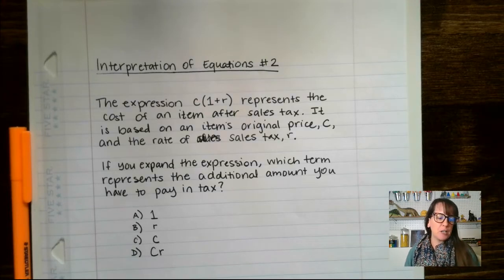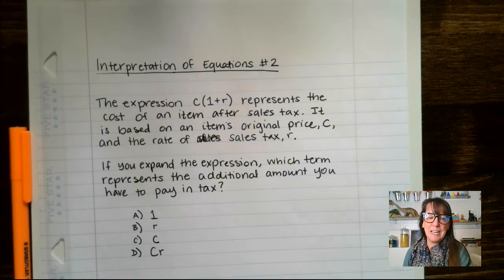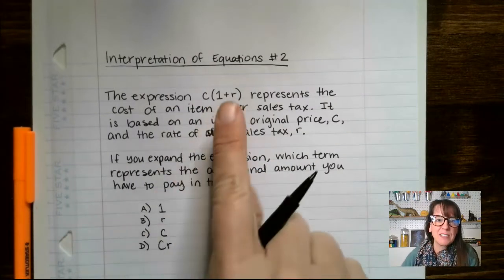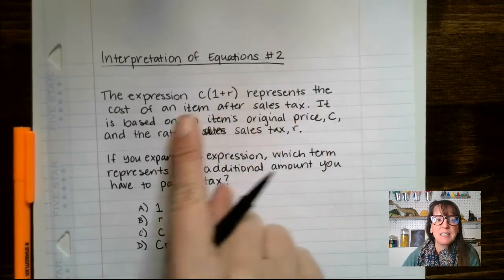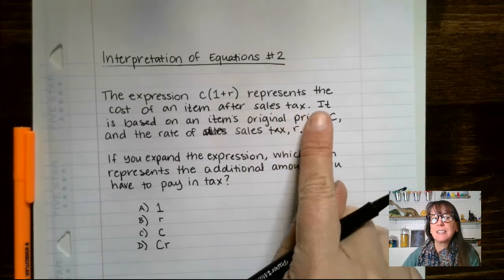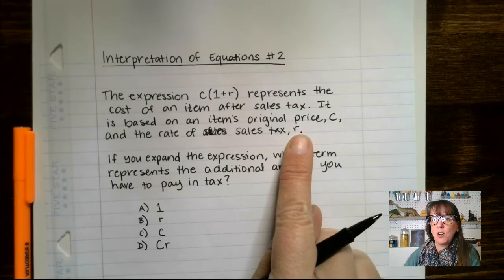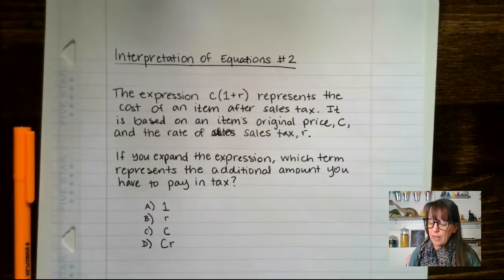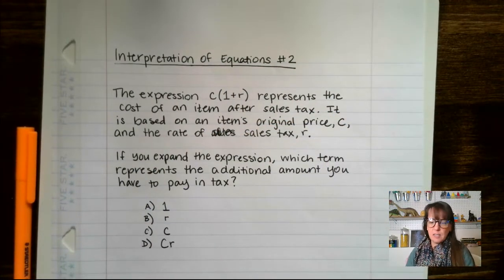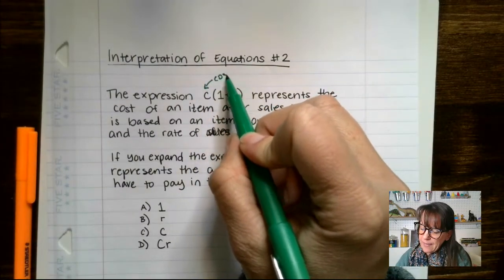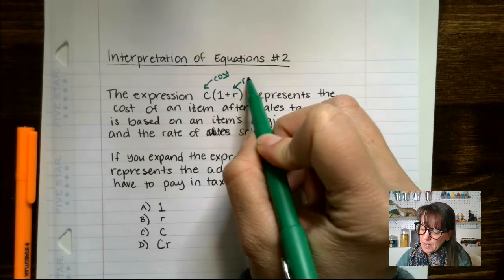Grab your notebook because you're going to probably want to write some of these notes down. All right, the expression C quantity, and quantity just means parentheses, 1 plus R represents the cost of an item after sales tax. It is based on an item's original price, C, and the rate of the sales tax, R. All right, so we know now that the original cost of the item is C. So this is our cost here, and this is our rate.